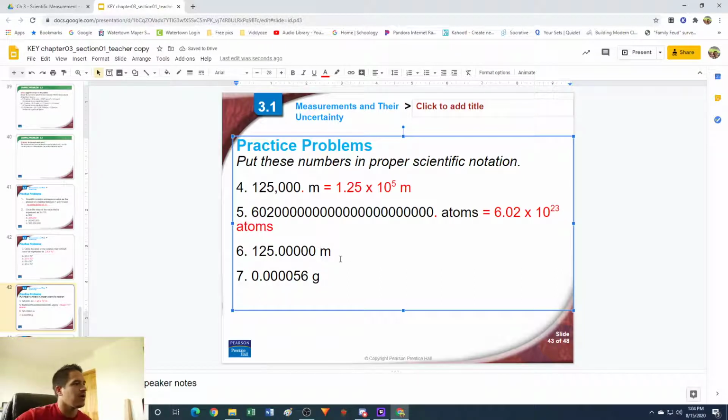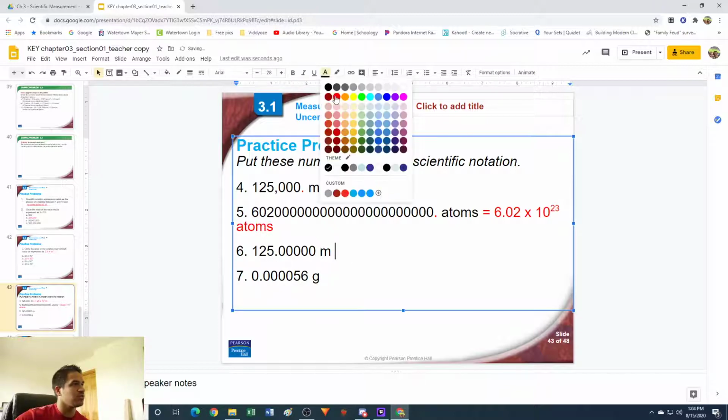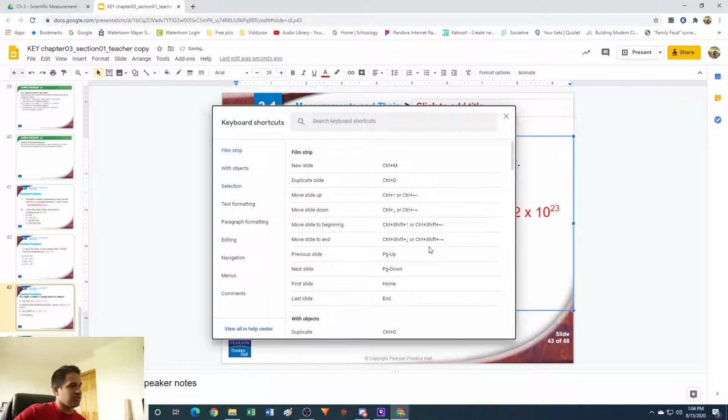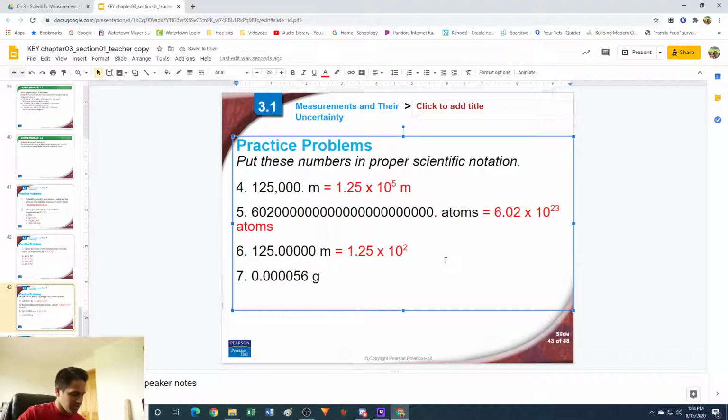Okay. Number 6, 125.00000. Again, we want this decimal to be between the 1 and the 2. So this is going to be equal to 1.25 times 10. And in this case, since the decimal is right here, we had to move it over 2 places. So this is going to be times 10 to the 2nd. Oh, geez, I keep hitting buttons, my bad. Times 10 to the 2nd, and then of course, M for meters.